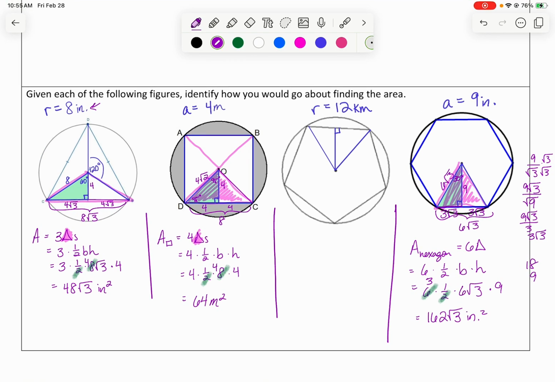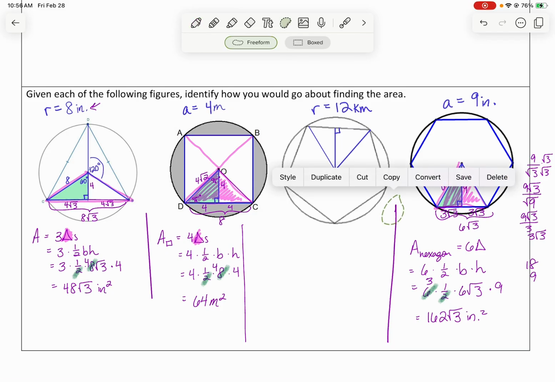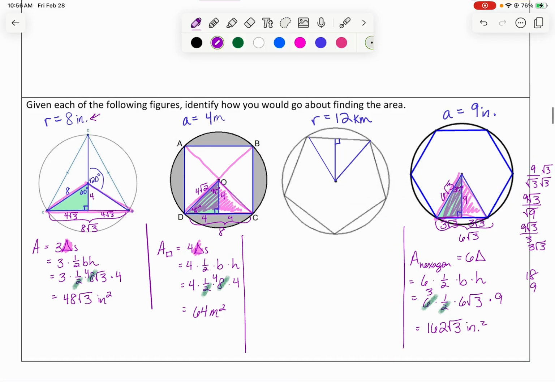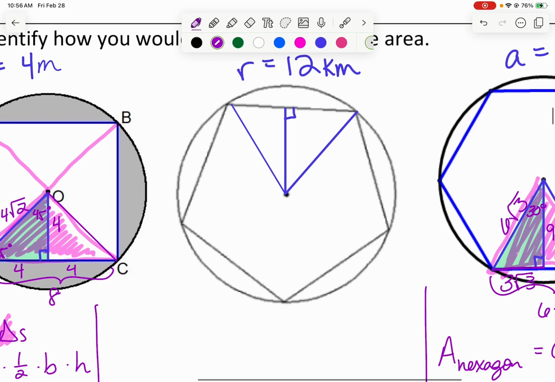So you can see here, right, with these 3 different examples that we've done, we needed to use what we already know about special right triangles. So now let's look at the pentagon, because this one is a little bit different. So for this one, we are going to first, again, start by finding the measure of the central angle. The whole central angle is going to be 72 degrees, which means this part is 36 degrees. And I was given that the radius is 12 kilometers.